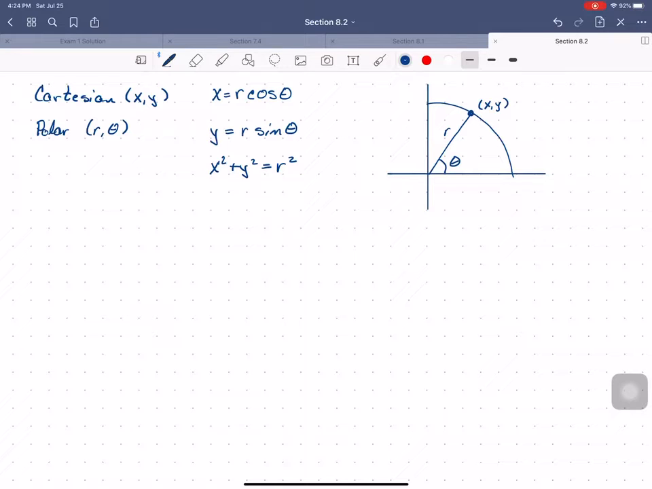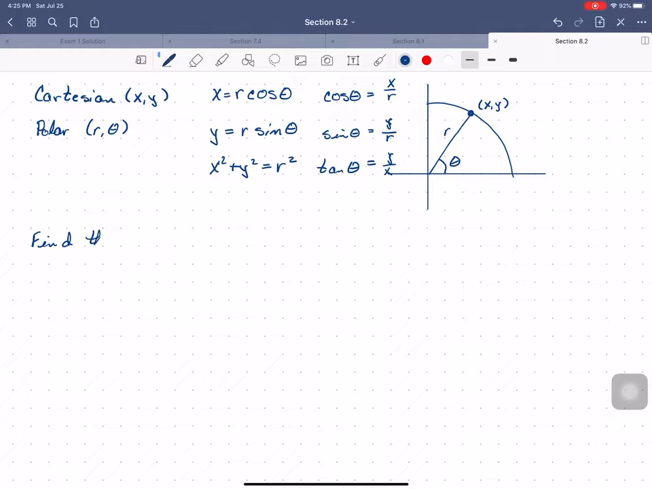And those three relationships still hold. So what that means is that we can go back and forth by realizing that cosine theta equals x over r and sine theta equals y over r. And we can do a little bit of work and realize that tangent theta equals y over x. So this allows us to convert from polar to Cartesian.